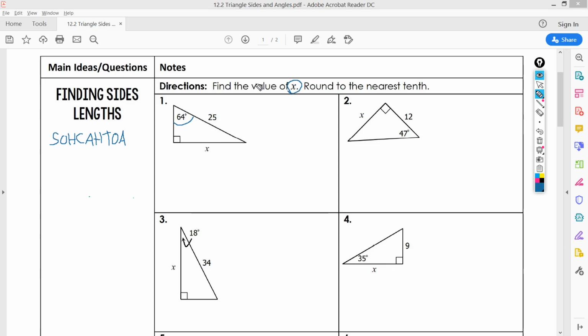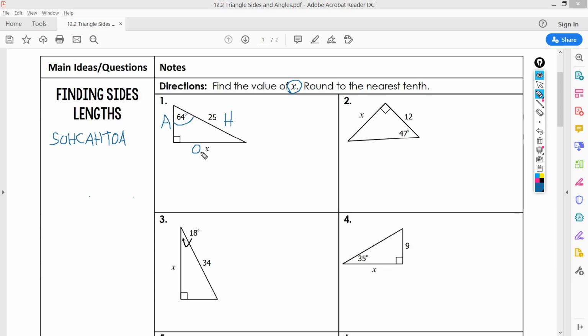Okay, so we'll start out by labeling these sides. This is my right angle, so this is my hypotenuse. This is my angle of consideration. If I go across from it, that's my opposite. And next to it is my adjacent. Always label the angle, label all three sides, and now start the problem. Okay, don't do anything until you've done all that.